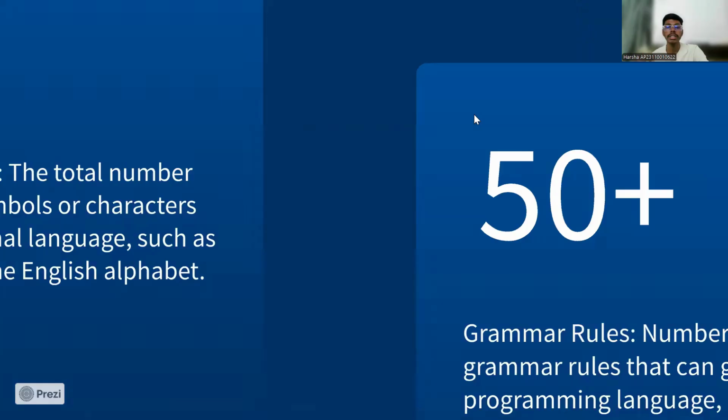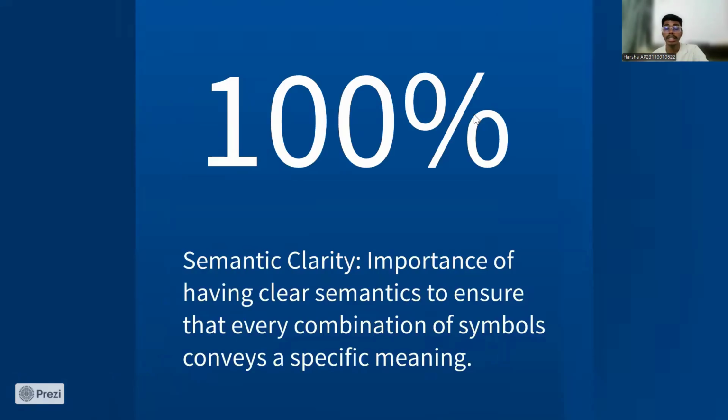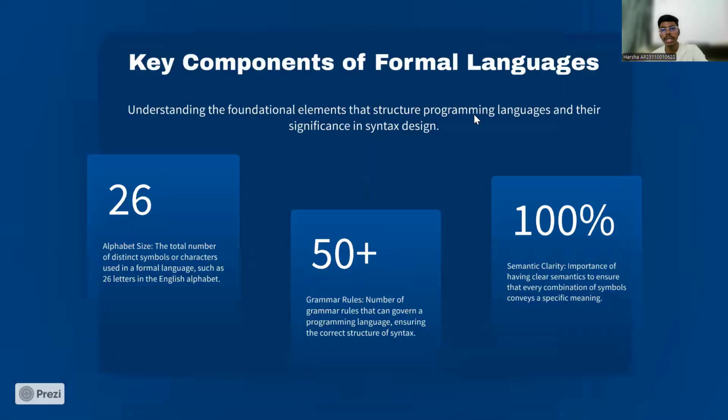And the next one is grammar rules. The number of grammar rules that govern a programming language, ensuring the correct syntax of the structure and defining a valid structure. And the next one is 100% semantic clarity. Here, the importance of having clear semantics to ensure that every combination of symbols conveys a specific meaning. That means the meaning should be clear. So syntax is equal to structure and semantics means meaning. So these are the key components of formal languages.